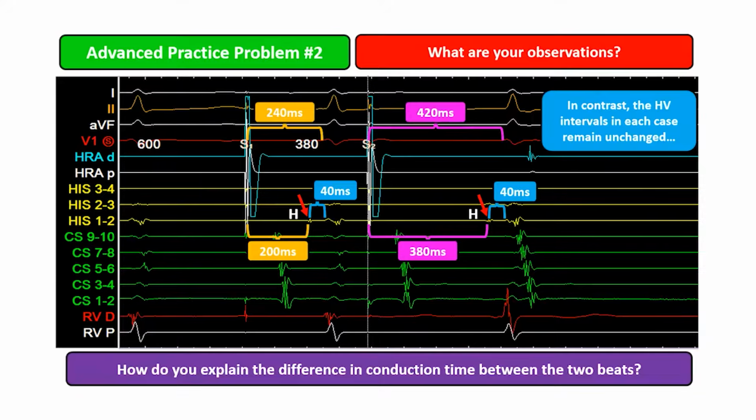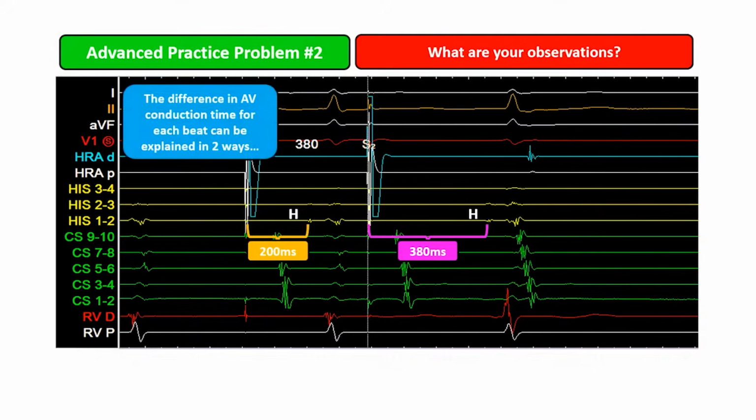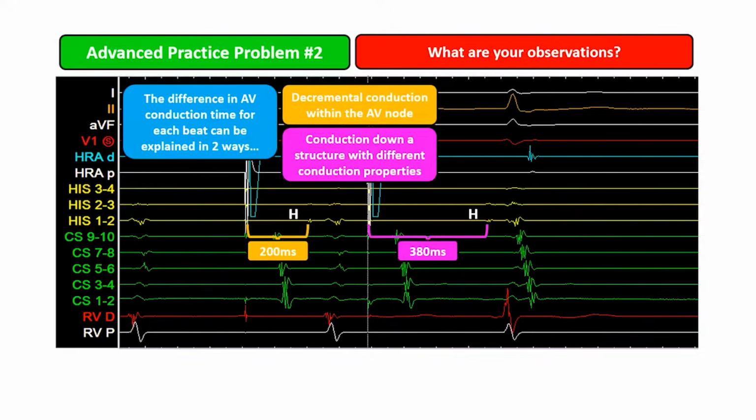The HV interval is measured from the HIS electrogram to the earliest ventricular depolarization we can see on the surface 12 lead. The difference in AV conduction time for each beat can be explained in one of two ways. We could explain it through decremental conduction within the AV node, something we know that the AV node is capable of. Or we could explain it by conduction down a structure with different conduction properties. Let's save this idea for later and finish evaluating the rest of our tracing.